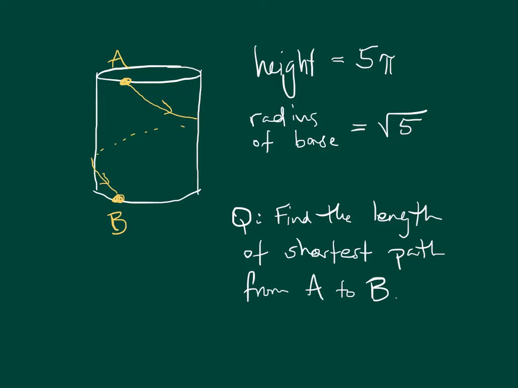All right, this is a seemingly intimidating problem when you look at it at first. So we have a cylinder whose height is 5 pi and whose base has radius square root of 5. And we're asked to find the length of the shortest path around the cylinder.